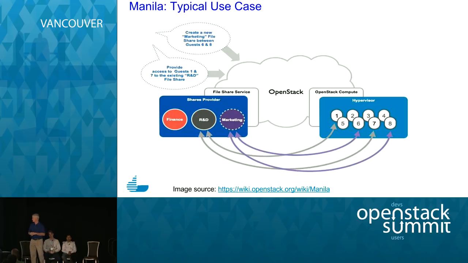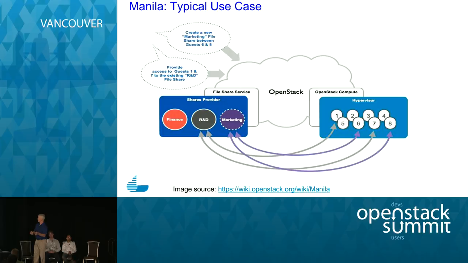And instances can be VMs, or they can be Docker containers. So the first use case is you've got an existing share. You want to make that available to a certain number of compute instances. With Manila, you can say, for my R&D share, I want to publish that or make that available to compute instances 5 and 7. So with Manila, you set that up. Then from those compute instances, you can mount that shared file system and begin using the data, publishing or consuming data.